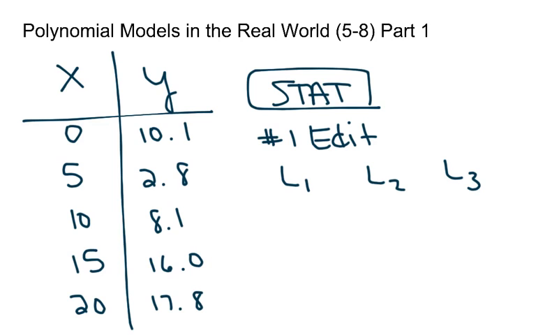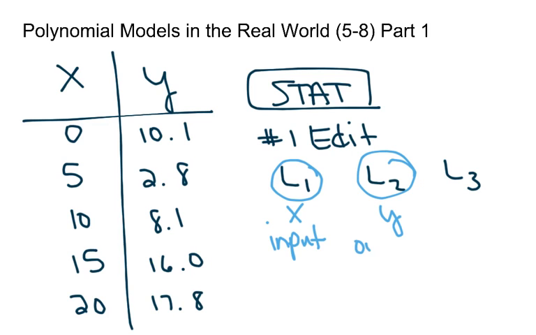So what we normally do is, in this class, we are pretty much only going to deal with list 1 and list 2. List 1 will always be our X, or our input values. And list 2 will be our Y, or our output values. When you type the numbers into the list, you just continuously hit Enter.